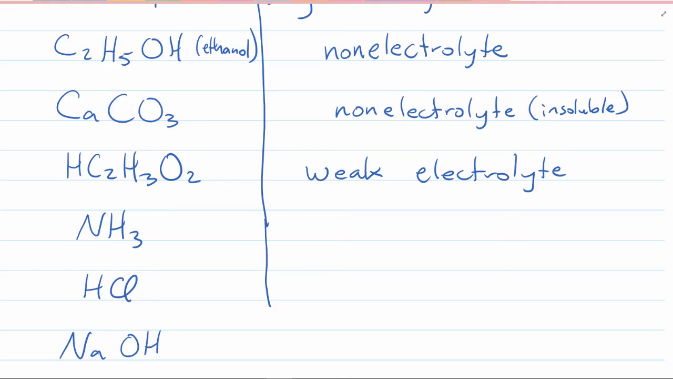So here's our water by itself. I'll go ahead and dump in a little bit of NH3. And this is ammonia that's already been dissolved in water. We'll check it out. And this one would be classified as a weak electrolyte as well.